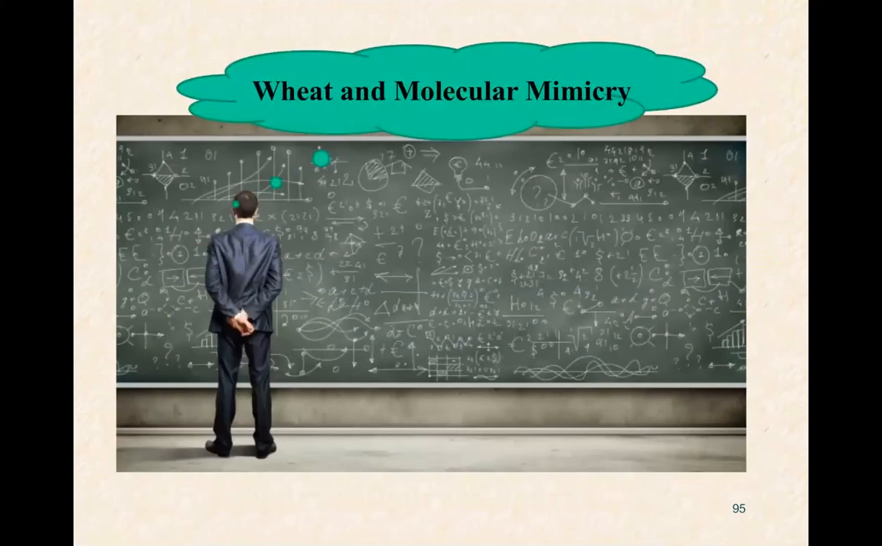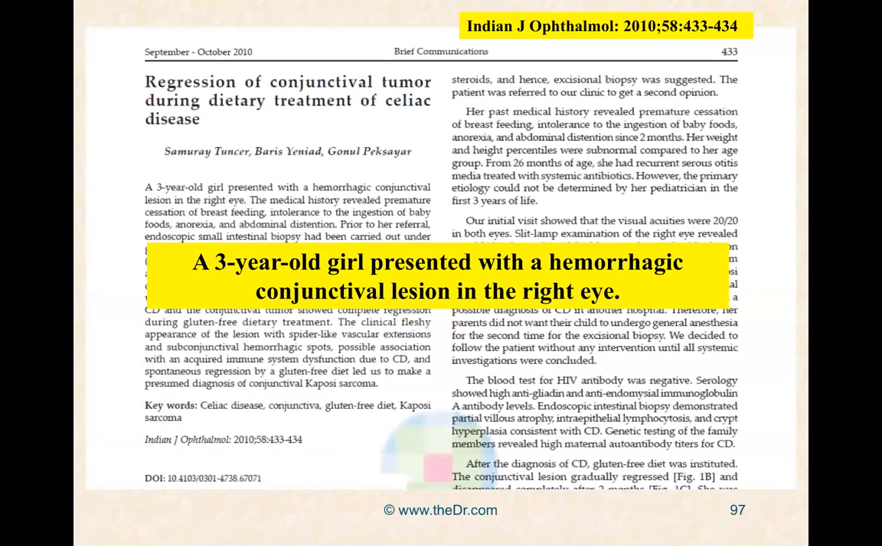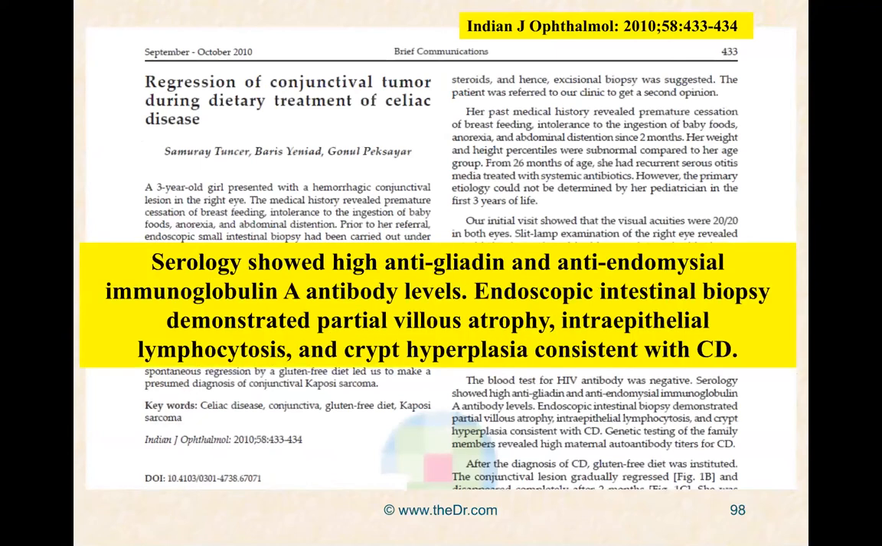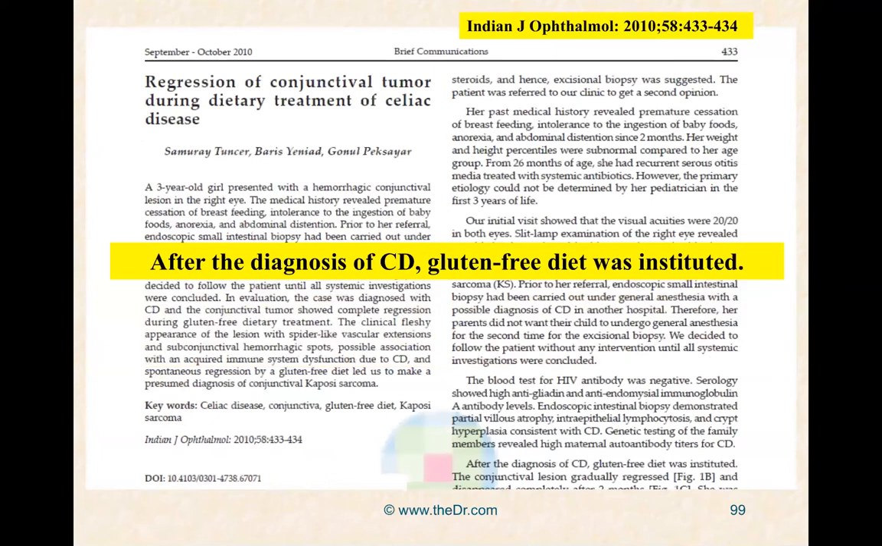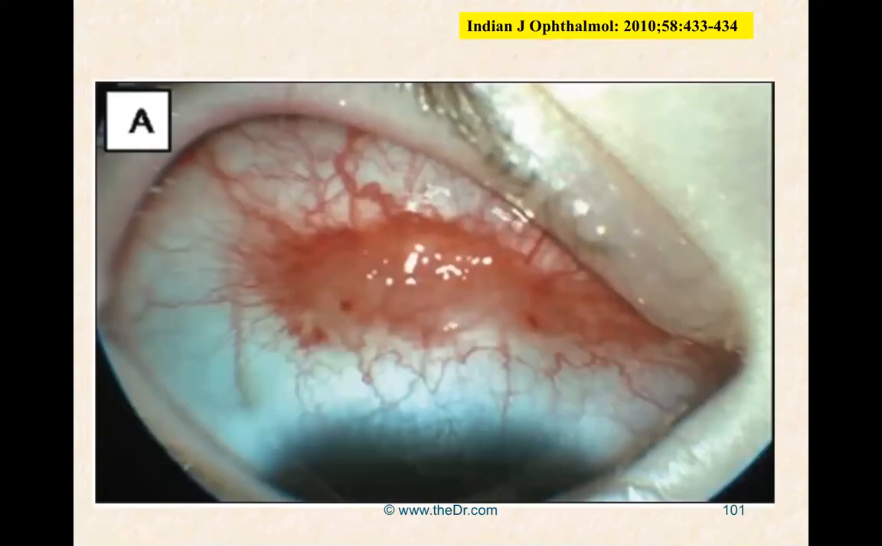What about wheat and molecular mimicry? Case study number 2, and I've done this one before. We'll do this one quickly, but this is a 3-year-old girl with a hemorrhagic conjunctival lesion in the right eye. Her parents had taken her to a gastroenterologist because of abdominal complaints, and she was diagnosed with celiac disease. She was put on a gluten-free diet immediately. But the gastroenterologist said, there's something wrong with your daughter's eye. We have to get her to an ophthalmologist right away. So they went to an ophthalmologist within a week who found this tumor. Now the little girl's looking down here and they're lifting up her top eyelid.